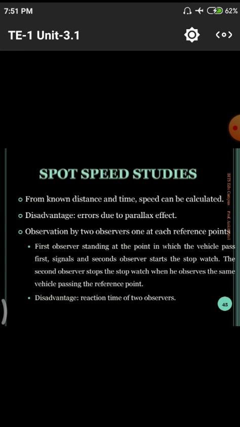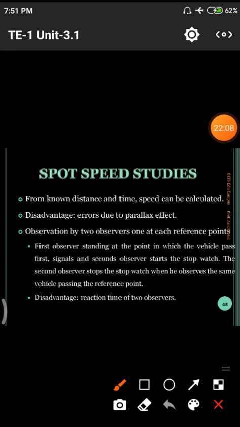Next one, spot speed studies come under this: from known distance and time, speed can be calculated. That means, with known distance and time, the speed of the vehicle can be calculated. So the known distance will be 1 kilometer, and the time taken is, suppose we are moving 1 kilometer in 2 minutes or 3 minutes using our vehicle, so that the speed will be calculated. That means speed equals length by time, that gives the speed of the particular vehicle. The unit of velocity is meter per second. That means how much velocity our bike is maintaining.